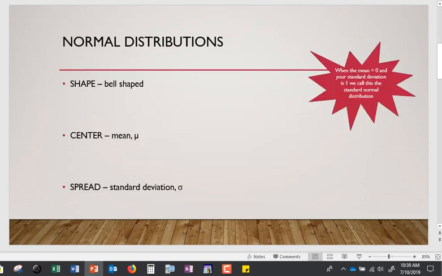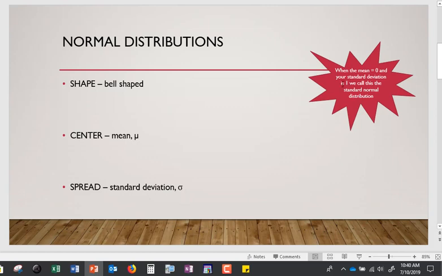First, let's talk about normal distributions. Normal distributions are bell-shaped. The majority of your data is in the center, and on the tails, your graph thins out. It approaches the x-axis but never crosses. The center of your graph is the mean, and the symbol that we use for that is mu. The spread or the width of your graph is called your standard deviation, and your symbol there is sigma.